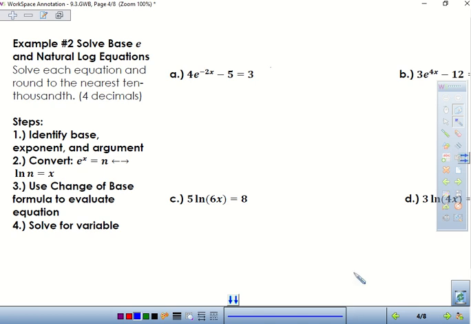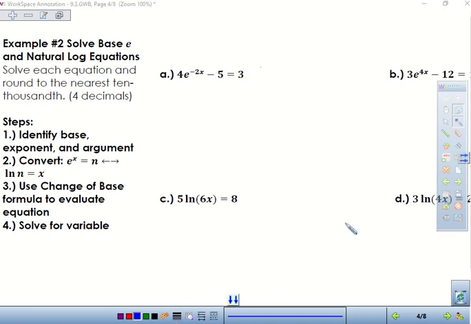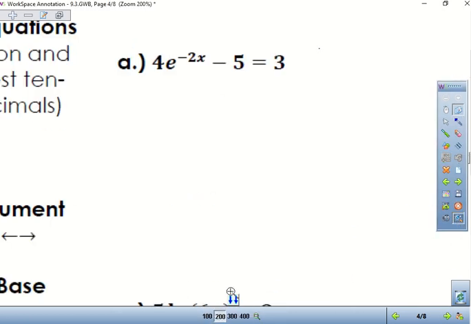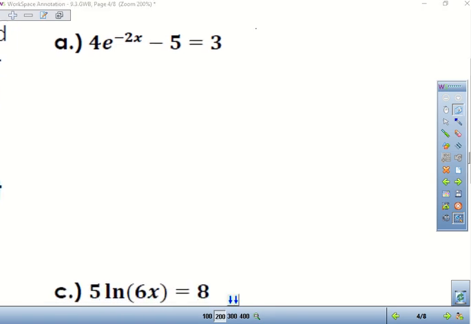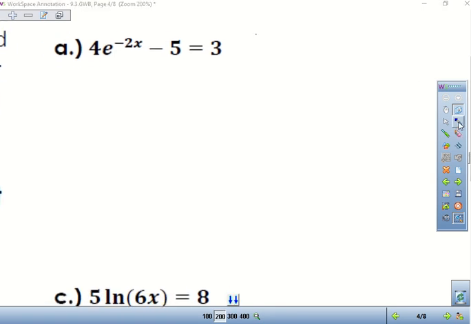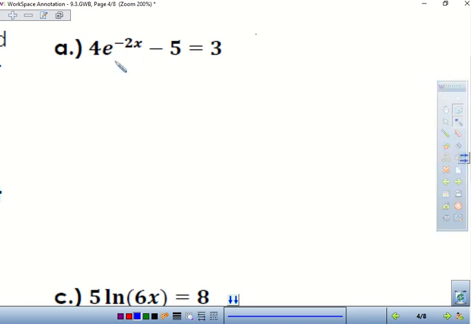All right, so let's go ahead and figure out how we can actually use these to solve for missing variables. So let's say we want to solve for x here. Just like everything else, if we want to solve for x, we've got to try to get what it's to the power of by itself. So we've got to get e by itself. So what can I do to get e by itself first? Add 5 to both sides. So I'm going to start by adding 5 to both sides. And then what would I do next?